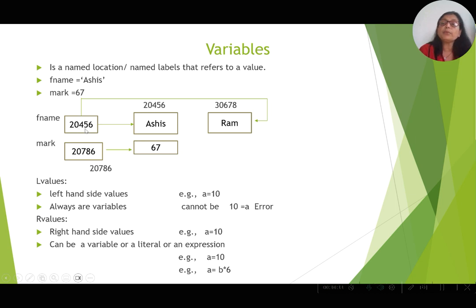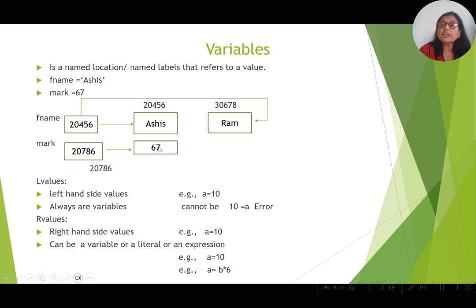Now 20456 is the memory location that will point to that value. fname is the named label. Same here, the value 67 is stored in the memory location 20786. Now 20786 is stored in another memory location which is labeled by mark. Now this will point to a value. This memory location will point to the value.